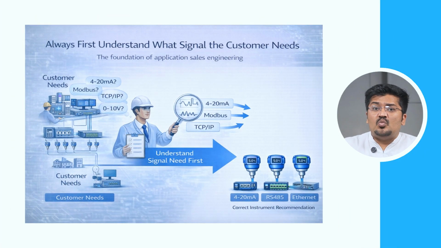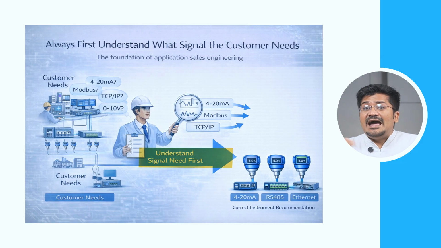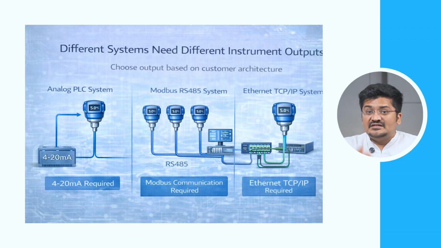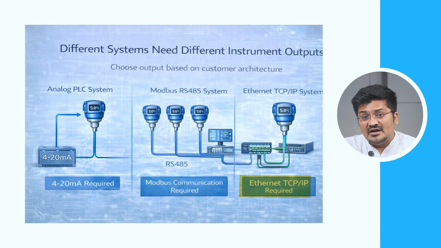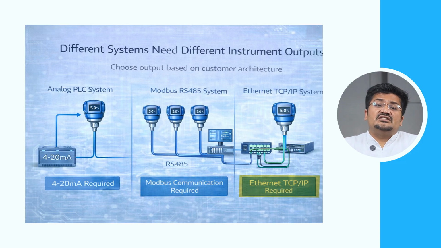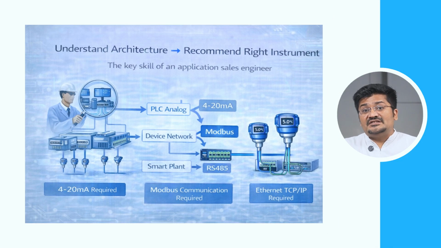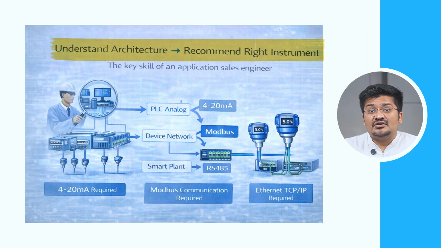As a customer or as an application sales engineer, you must always understand what type of signal the customer needs or what type of signal you would use. For example, some systems require 4 to 20 milliampere signals, some systems require Modbus communication, and some modern systems require Ethernet TCP/IP communication. If you understand the customer's system architecture, you can recommend the correct instrument, or if you are the customer, then you would know which product is right for you.